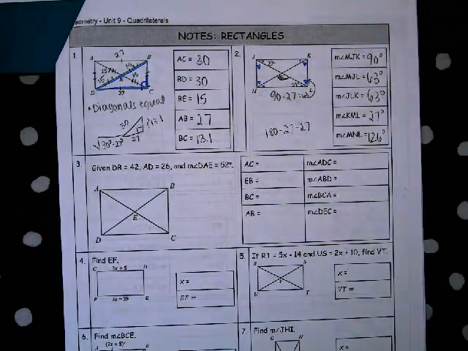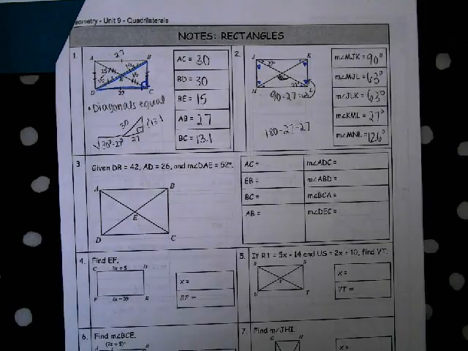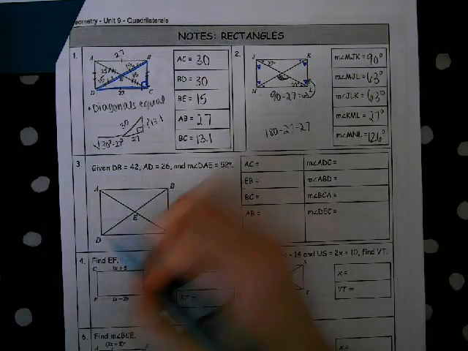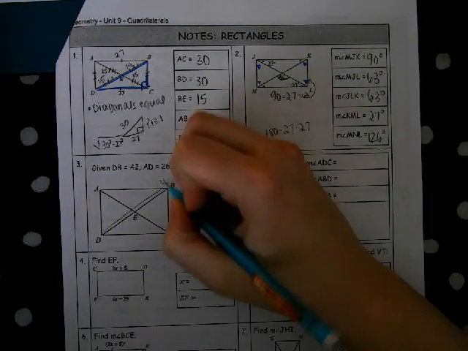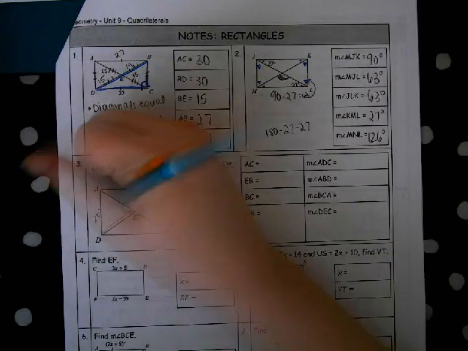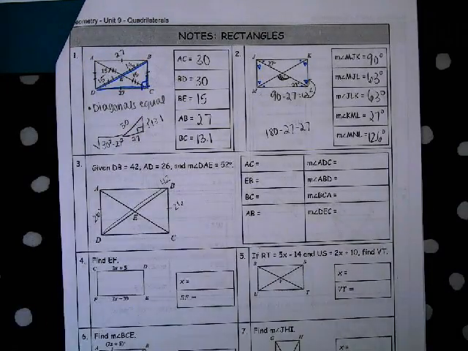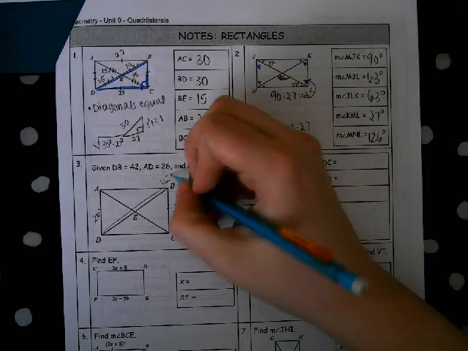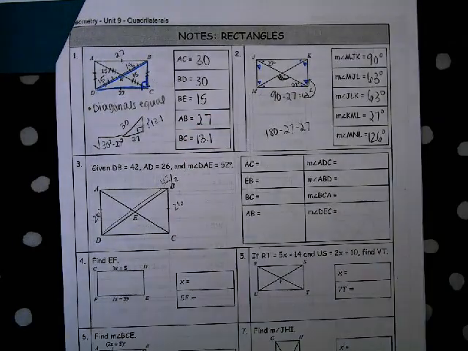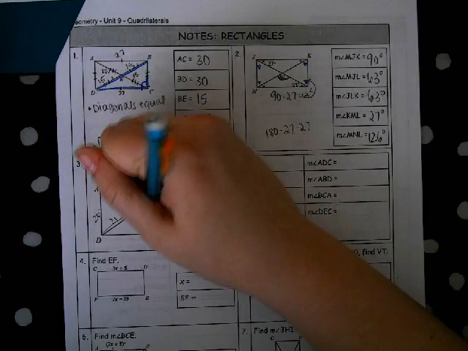Okay, so looking at this next problem, it mixes both 1 and 2 together. It was angles and sides. It says given DB, that's this whole diagonal, it's 42, and AD, that's this width side, it's 26. That means I automatically know the opposite side is 26 and the other diagonal is 42. I also know that because the whole diagonal is 42, if I divide that by 2, all of these little half diagonal pieces are 21.